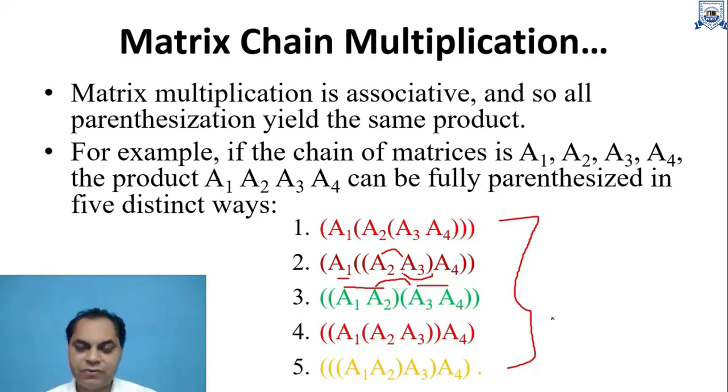So in total we have 5 distinct ways through which we can multiply these 4 matrices, and the number of scalar multiplications varies in each case. So we have to find out which parenthesization is best for us in terms of scalar multiplications. We want to minimize those scalar multiplications. So that's why clearly it's an optimization problem.